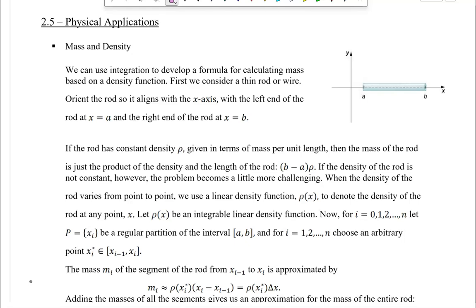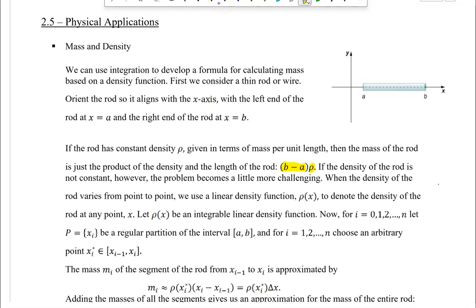The simplest example is a thin rod or wire, which is depicted here in these x-y coordinate axes. The thin rod or wire is oriented on the x-axis between a and b, as shown here. Now, if this rod or wire has a constant density, all we have to do to calculate the mass of this rod is to multiply the length of the rod, b minus a, times the constant density. In this case, they're using the Greek letter lowercase rho. So it's just a multiplication problem.